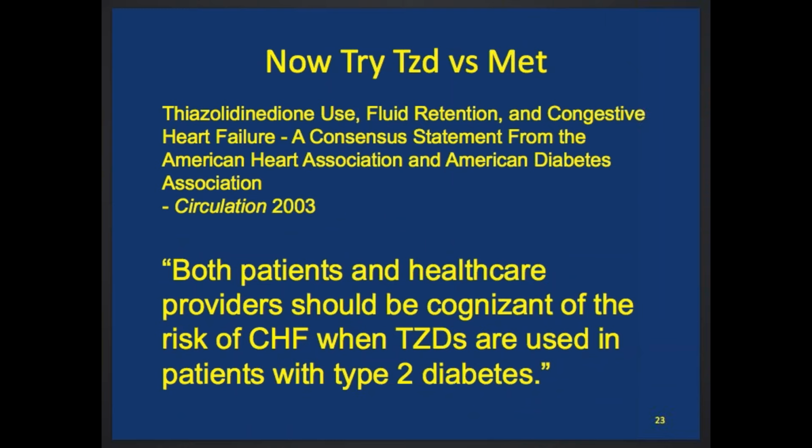Now let's try the same thing for TZD versus met. Note that in 2003 in Circulation, the American Heart Association and the American Diabetes Association published a consensus statement on TZD use, focusing on pioglitazone and rosiglitazone, and fluid retention and congestive heart failure. The conclusion from that statement was both patients and healthcare providers should be cognizant of the risk of CHF when TZDs are used in patients with type 2 diabetes. They didn't go as far as saying don't do this, but they essentially said there's a heads up: we have some concern based on the evidence being accumulated so far. At that time there were some RCTs going on, as well as additional information being pulled together.